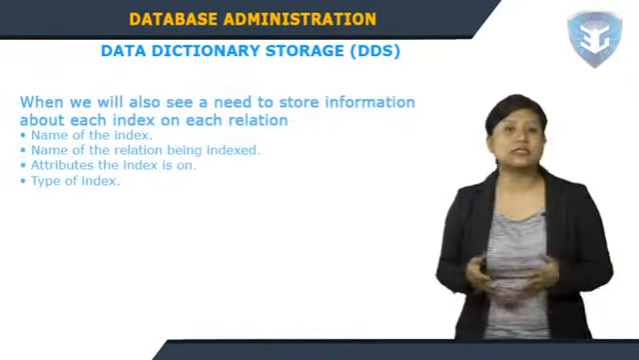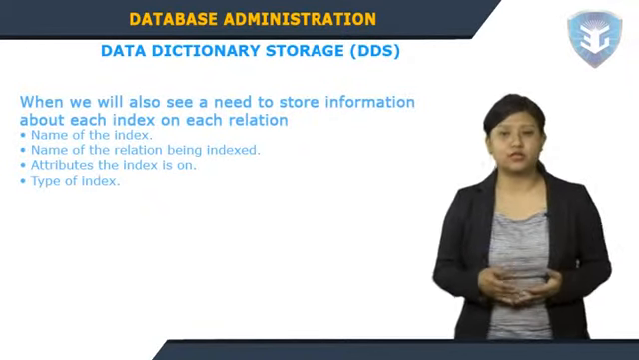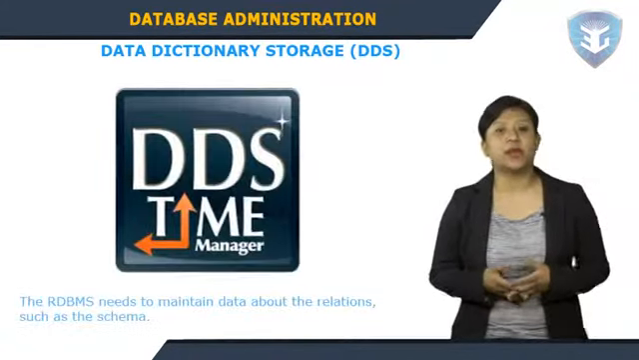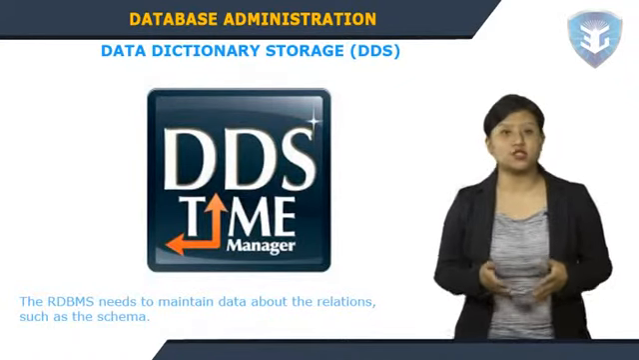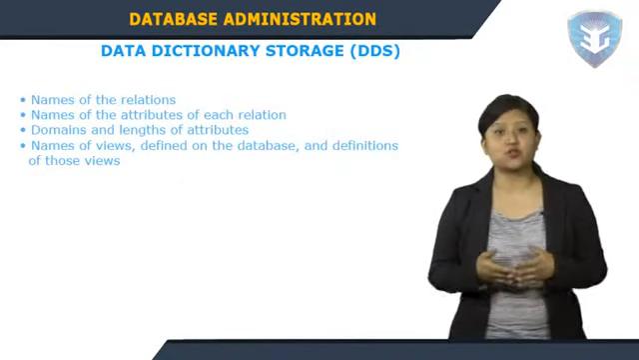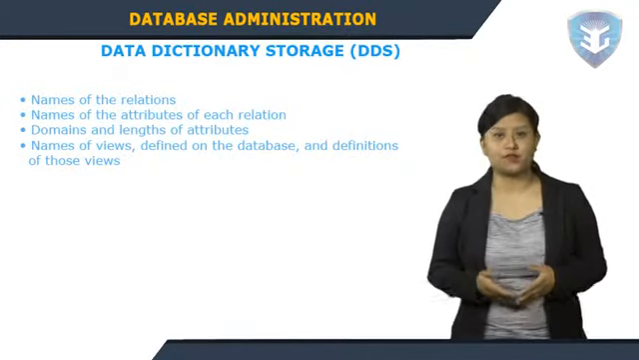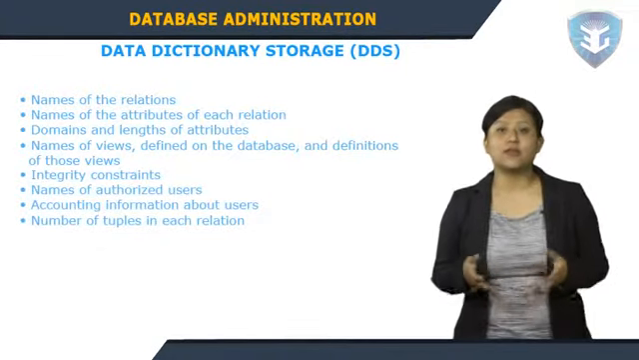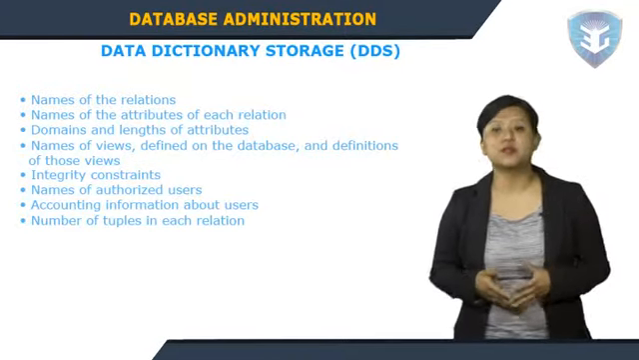We will also see a need to store information about each index on each relation: the name of the index, the name of the relation being indexed, the attributes the index is on, and the type of index. The RDBMS needs to maintain data about the relation such as the schema. This is stored in a data dictionary, sometimes called a system catalog. Names of the relations, names of the attributes of each relation, domains and lengths of attributes, the names of views defined on the database, and the definitions of those views. Integrity constraints, names of authorized users, accounting information about the users, the number of tuples in each relation.